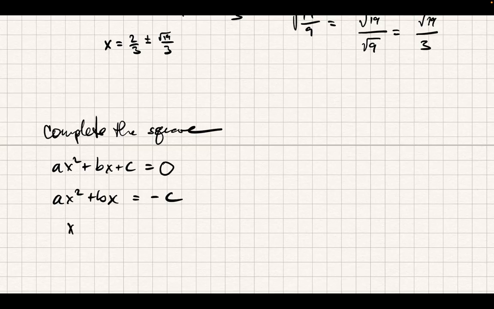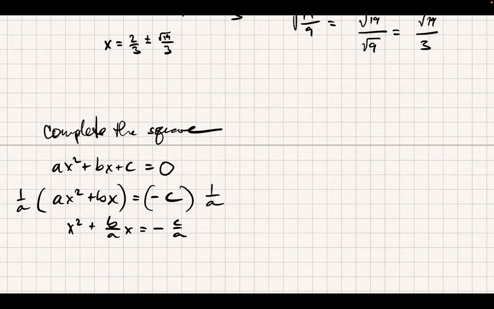X squared plus bx equals negative c over a. No, it's b over a x. Equals negative c over a. Yeah, I'm going to multiply both sides by 1 over a. So it's bx over a equals minus c over a. Good.